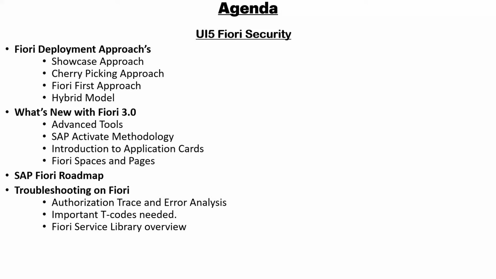Then we will look at new interesting things like application cards, spaces and pages, which are not yet released. It will probably come with 2020 FPS 2, which is slated to come in June, July, September, somewhere around that. It's already available for cloud. I do have access to a cloud system. I can share the screenshots of all those and how the spaces and pages work. How can it be replaced with a group, or does it replace the group in the first place? We'll try answering all those questions here.